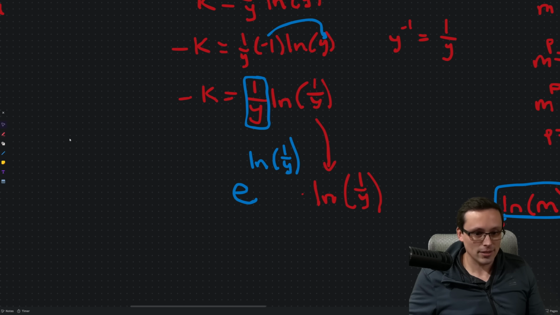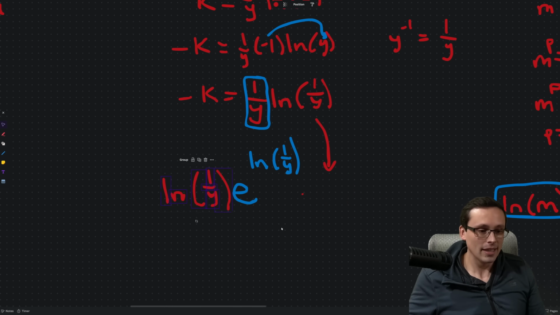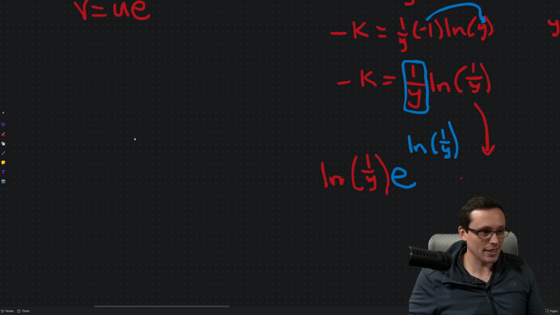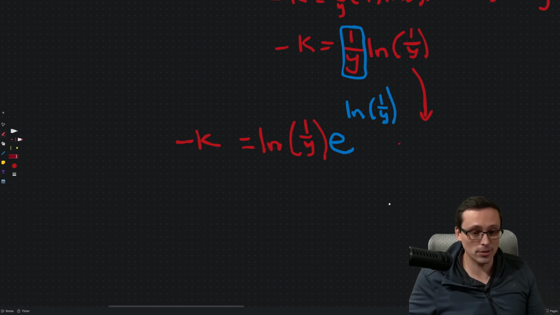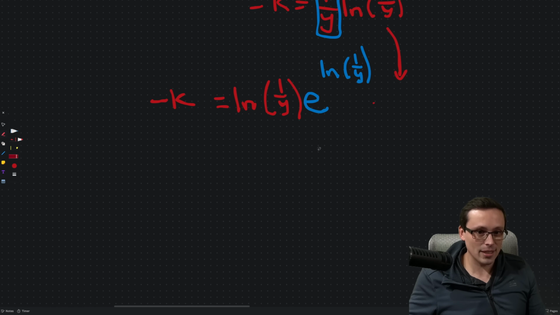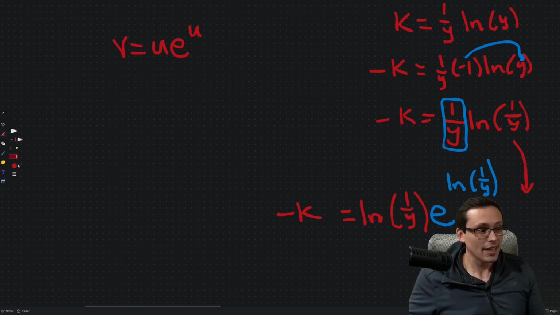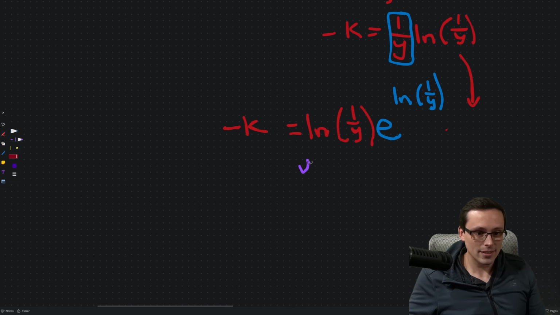Now, I think this will look nicer if I just change the order of multiplication here, where I put this in front like that, because now it's going to look more like what we're seeing here. And then remember, the left-hand side of the equation was negative k. We're just tracking that down. So these two things are still equal. Okay, so we have this. Now again, why did I do that? Because that's literally this. If I said that u is the natural log of 1 over y, then I have that in both places.